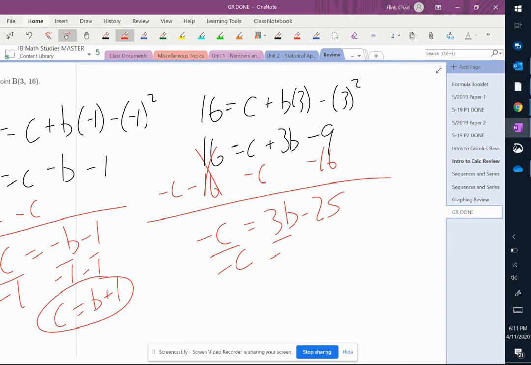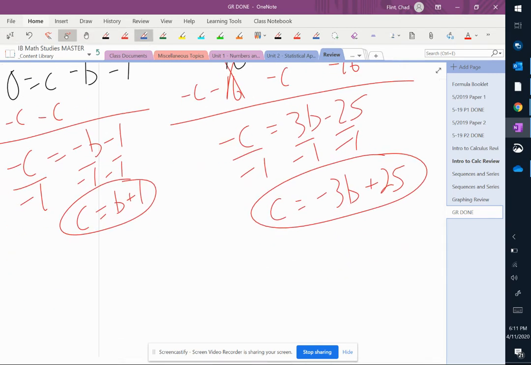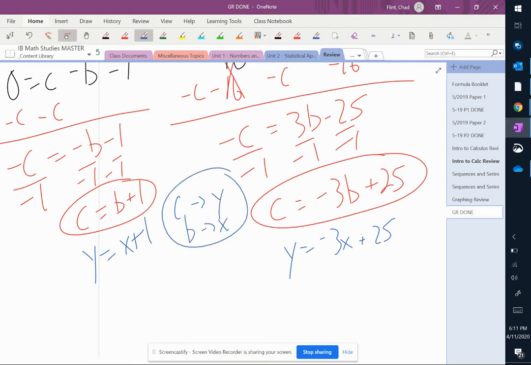Divide by, whoops, not over negative c. Divide by negative 1, negative 1, negative 1. c equals negative 3b plus 25, negative over negative. Those two things are going in the calculator. I'm going to make it y equals x plus 1 and y equals negative 3x plus 25. Remember that c is y and b is going to be x at the end when I get done.